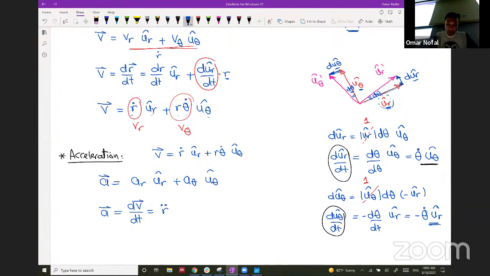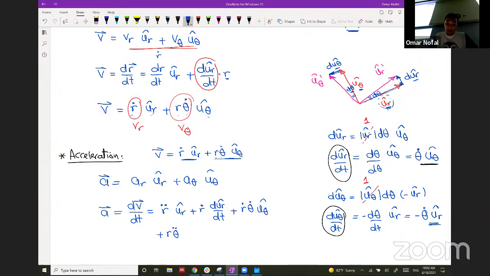It will give you r double dot in the direction of the u_r hat, and then the derivative of the second will be r dot multiplied by d u_r hat dt. So we are done with the first one. Let's do the second one. It will be r dot multiplied by theta dot. So we'll differentiate the first one with respect to t multiplied by the other terms, plus the derivative of the second term.